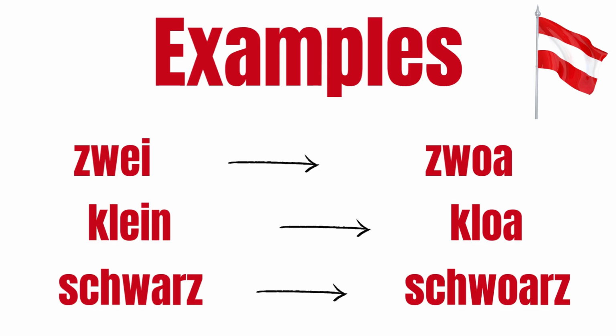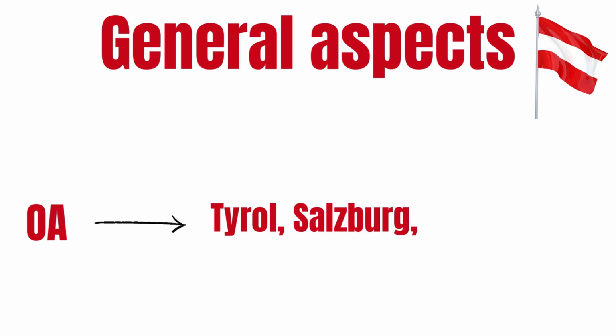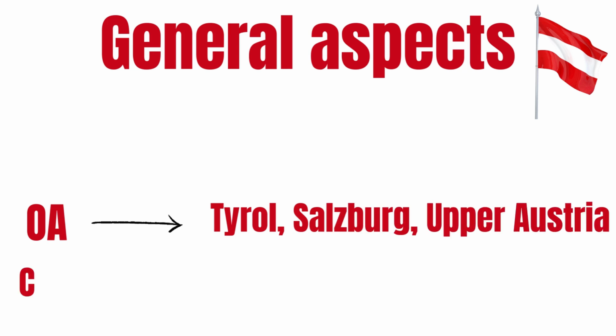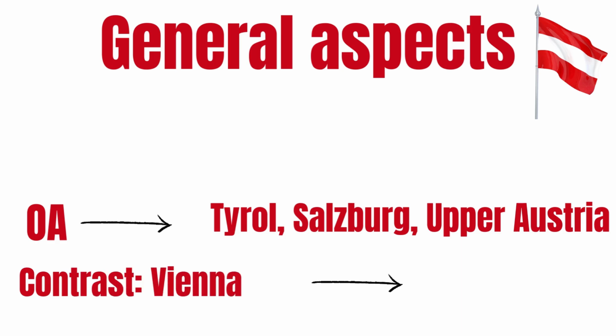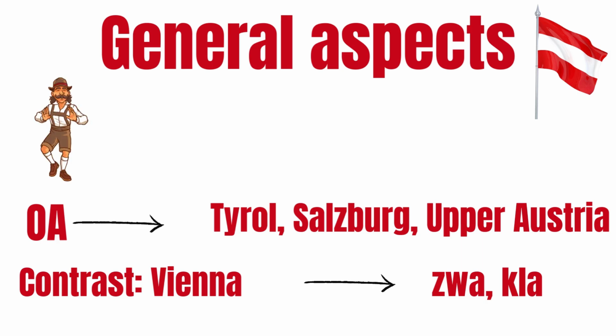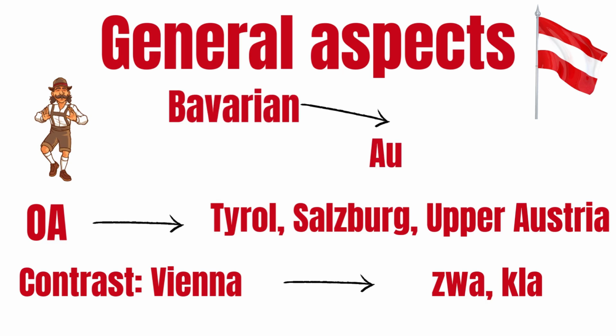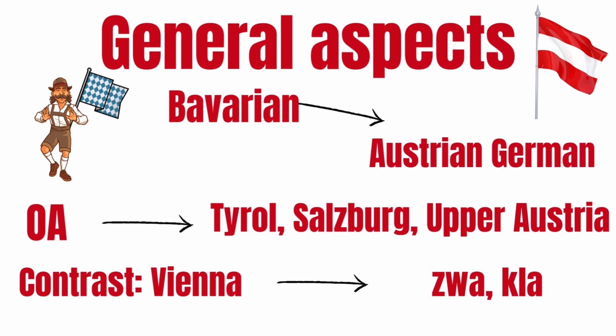In general, this isn't just a random change, it is a deeply rooted part of Austrian dialects, especially in the regions Tyrol, Salzburg, and Upper Austria. In contrast, dialects around Vienna prefer a longer A sound, such as zwar oder klar. The OA sound is a result of historical and regional linguistic evolution. Austrian German has been heavily influenced by the Bavarian dialect family, which includes melodic vowel shifts like this one. These changes give Austrian German its distinct character and make it recognizable to native speakers.